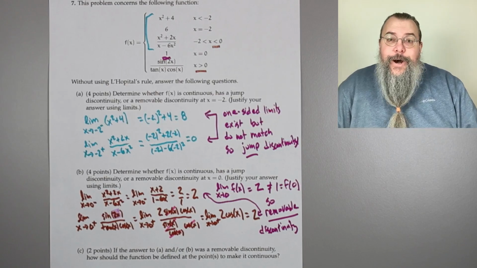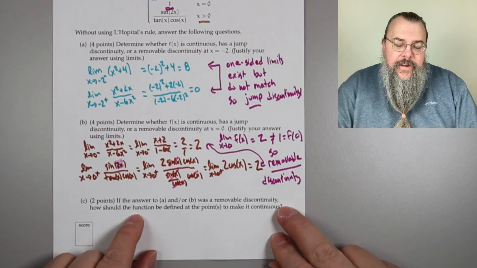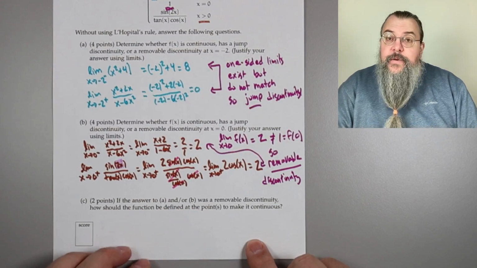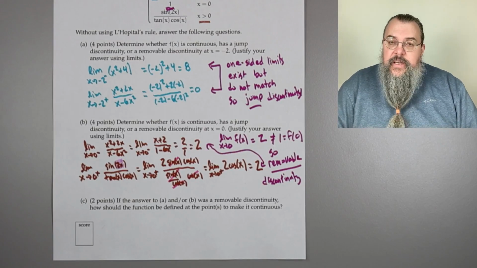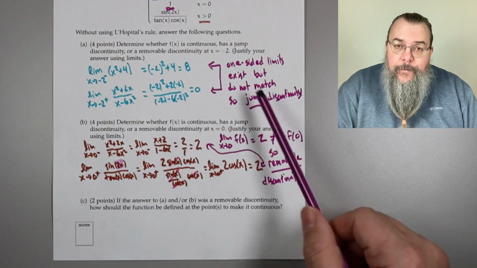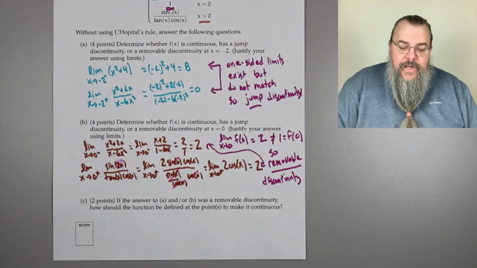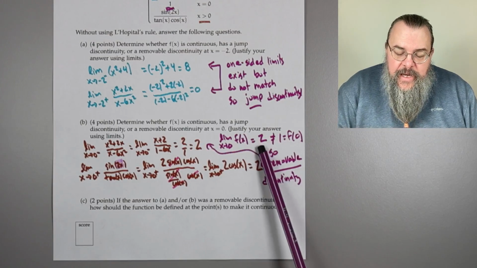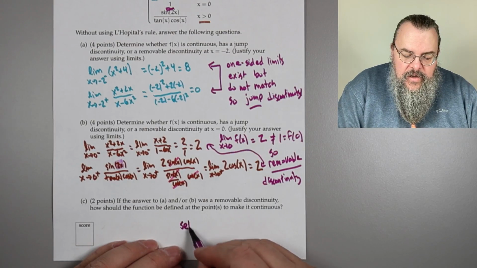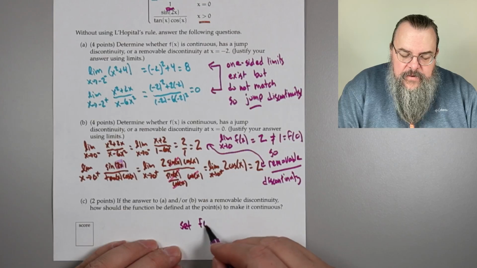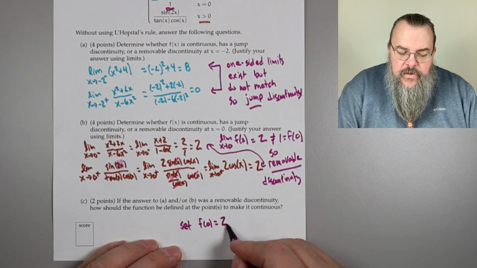All right, on to part C. If the answer to A and or B was a removable discontinuity, how should the function be defined at the points to make it continuous? Well, A was not removable, so we don't need to worry. B was removable, and the problem was that it didn't match at 0. So we should set the function at 0, f of 0, to match the limit at 0, which is 2.